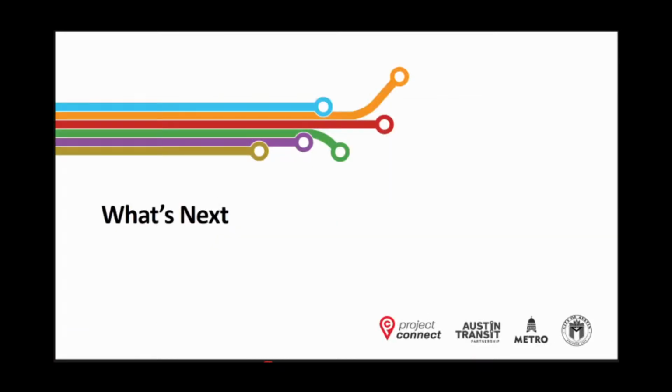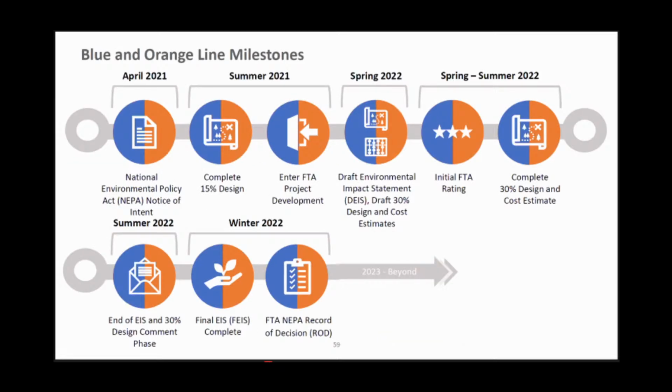We also want to give you a quick set of details about what's coming next. These are the key milestones for the project. Looking ahead to next spring, we'll come back with 30% design plans and complete our evaluation for the draft environmental impact statement. In summer 2022, we will complete the draft environmental impact statement, documentation, and the 30% comment phase, and then submit for an initial rating from the Federal Transit Administration, or the FTA. In the winter of 2022, we anticipate the completion of the final environmental impact statement, as well as receipt of a record of decision from the FTA.